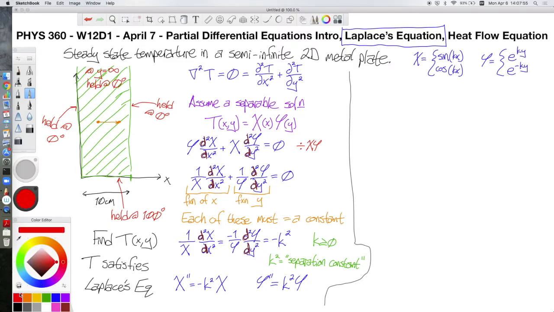Now that we have possible solutions for both X and Y, we need to go through the process of determining which of these we need, which combination of them we need, and what value of k we need, and all of that has to match with the problem we're actually doing. So now we're going to go back and do something specific to the problem at hand. We need to satisfy all of our boundary conditions, and that's going to take us through a lot of the rest of this problem.